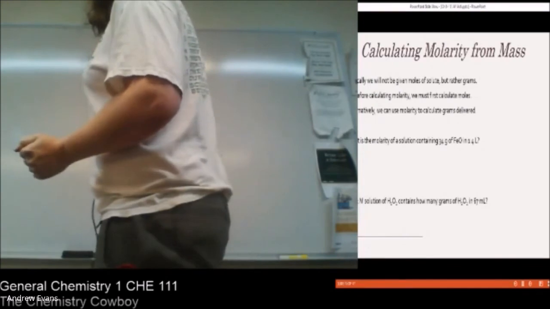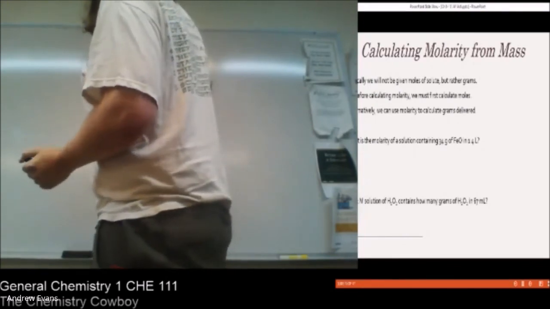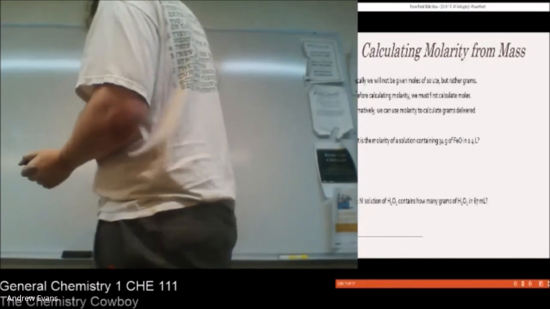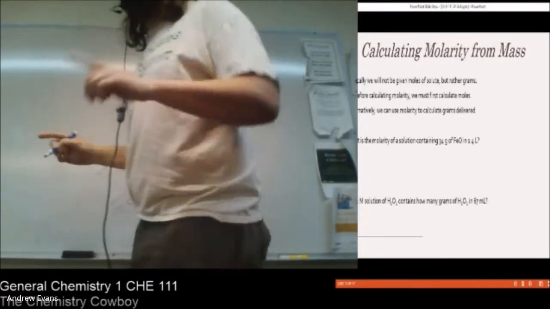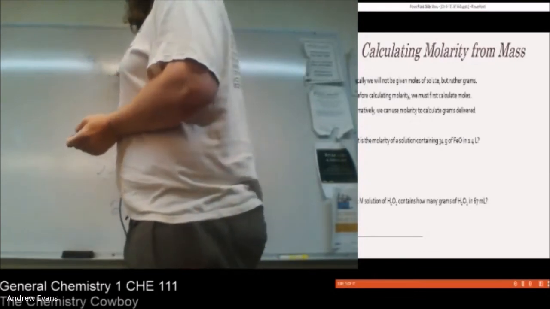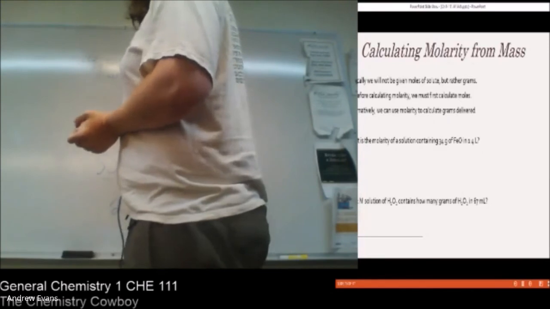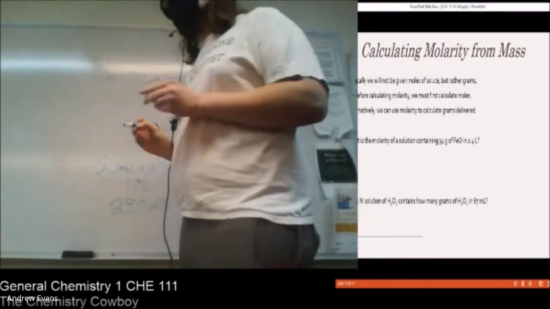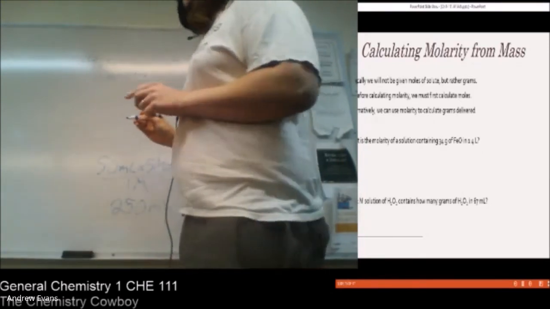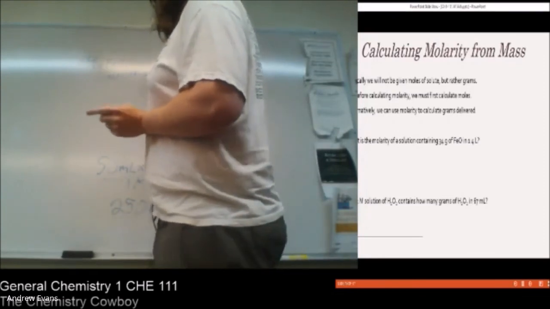34 grams FeO. You're going to have a volume of 1.4 liters. First thing, what is the molar mass of FeO? 56 plus 16. I'm getting these from the periodic table. 56 plus 16 is 72. So what am I going to do?